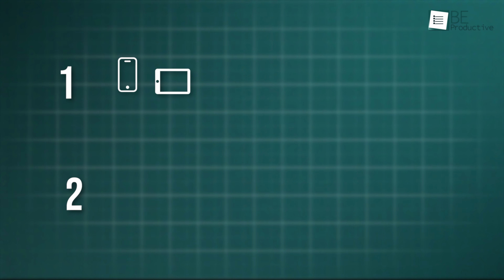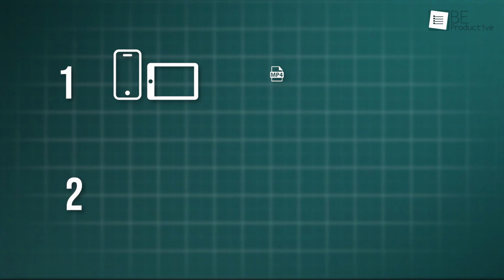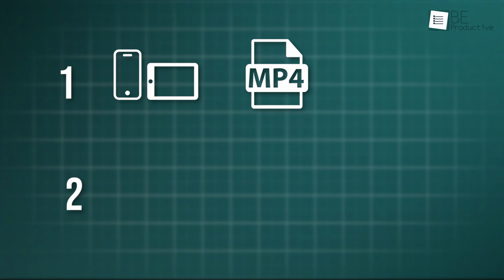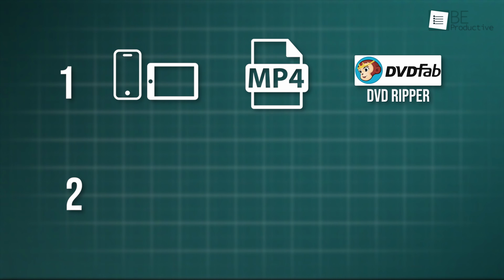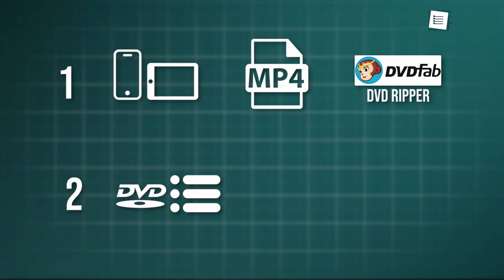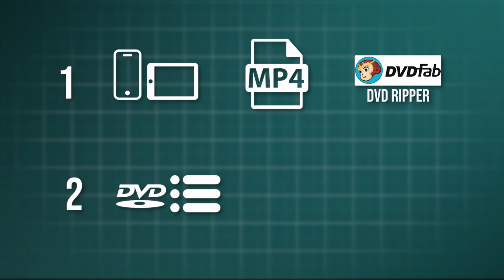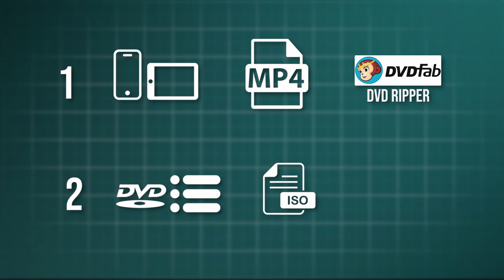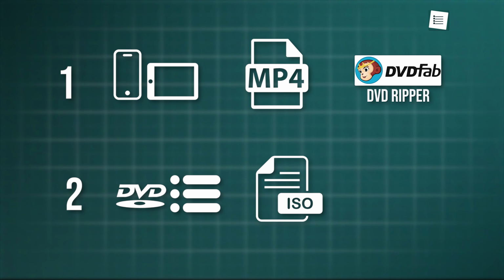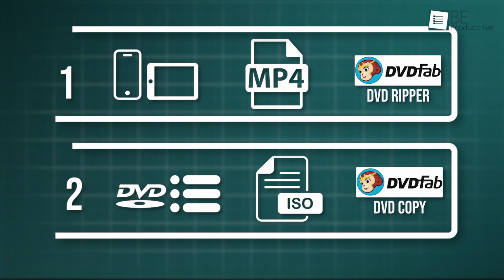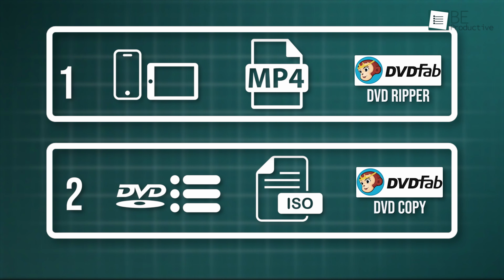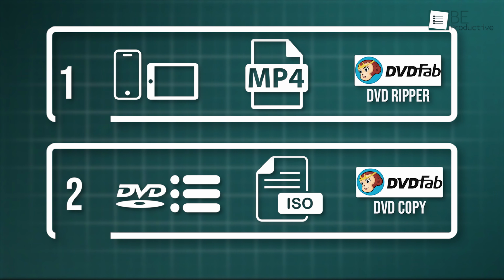If you want to watch your movies on a phone or tablet, you'll likely want to rip them into a standard video format like MP4 using the DVDFab DVD ripper. However, if you're a purist who wants to keep the original menus and disk structure exactly as they are, backing them up as an ISO file or a folder using DVDFab DVD copy is the way to go. Today, we are going to look at both methods so you can decide which one fits your lifestyle best.